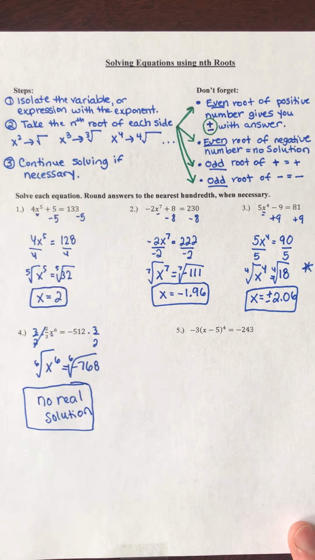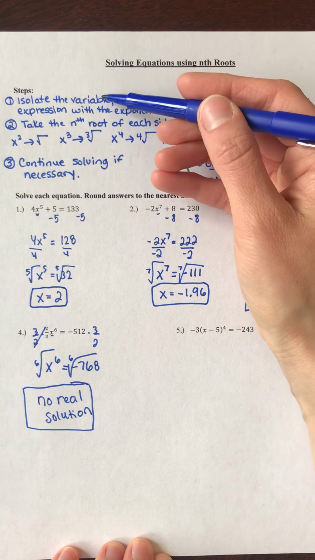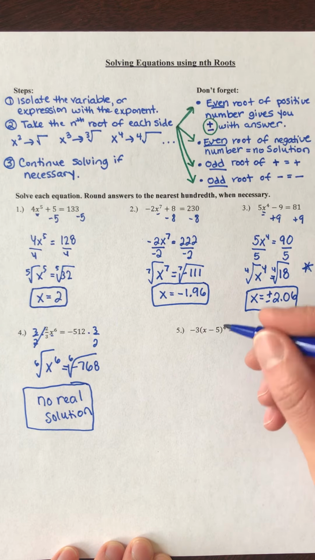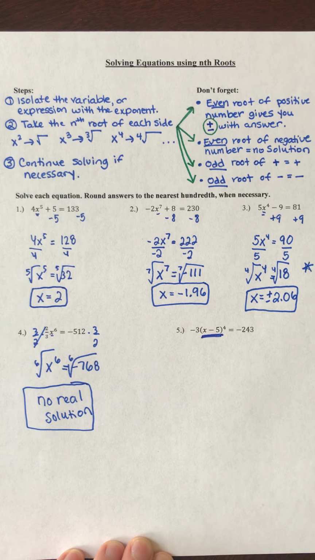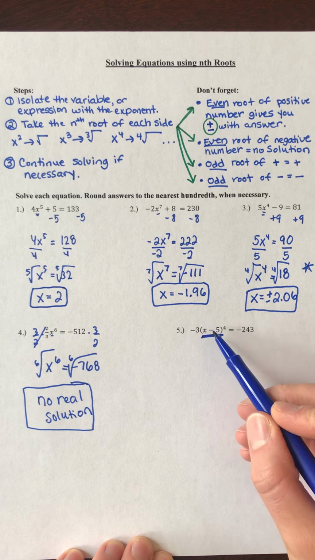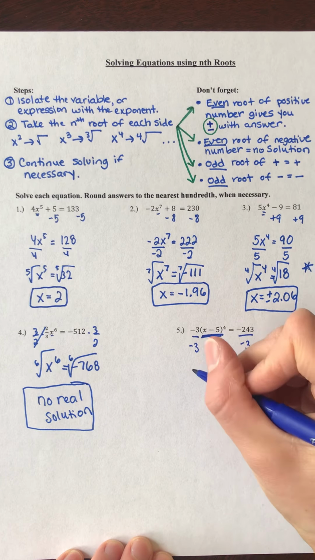So this is one where we are going to have to continue solving after we take our nth root. So this time, instead of isolating the variable that has the exponent, I have an expression that has the exponent. So I want to get x minus 5 by itself, because then I can take the 4th root of each side and just be left with x minus 5. Do not distribute negative 3 into that parenthesis. Do not add negative 3 to the other side. Negative 3 is connected by multiplication. So I want to divide each side by negative 3.